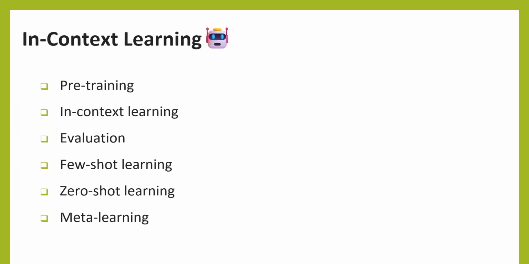Now, in-context learning is a technique used to adapt a pre-trained language model to learn from a few examples or context. Here, the goal is to enable the model to learn from a small amount of data and generate accurate responses. The process involves training a large language model on a vast amount of text data. Then in-context learning means providing the model with a few examples or context and fine-tuning it to learn from the data. And finally, evaluating the model on a test set to measure its performance. In-context learning is useful for tasks such as learning from a few examples. Zero-shot learning means learning without any examples. And meta-learning means learning to learn from a few examples.